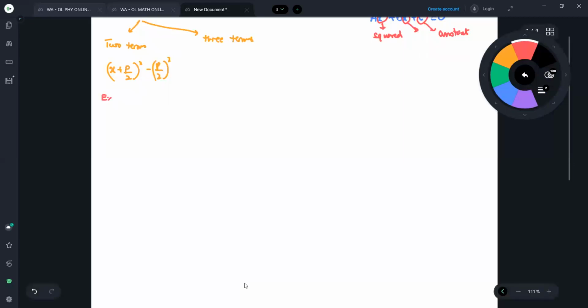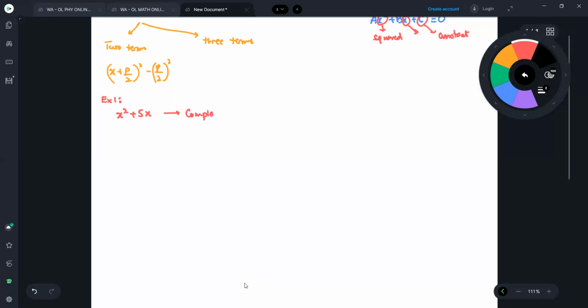Sir, give an example of this. The first example that I see is x square plus 5x. I want you to complete the square for this expression. Now, how do I do this? Completing the square means you put it down into a form of expanded identity. Do you know how many identities there are? Three identities, right? Very good.